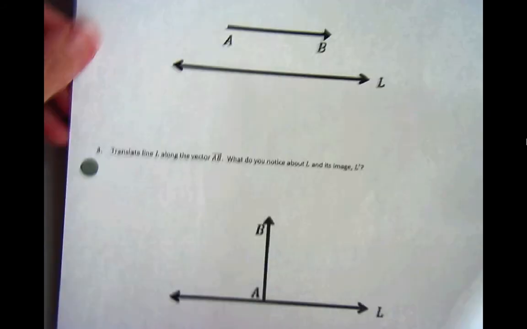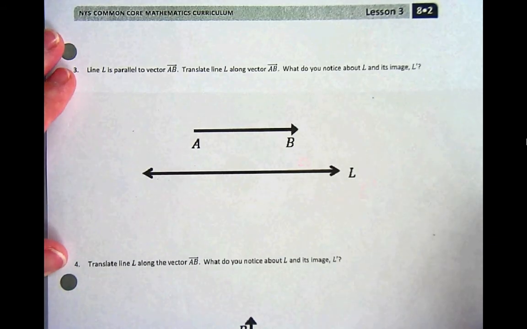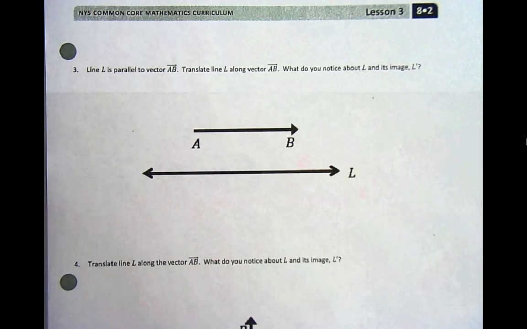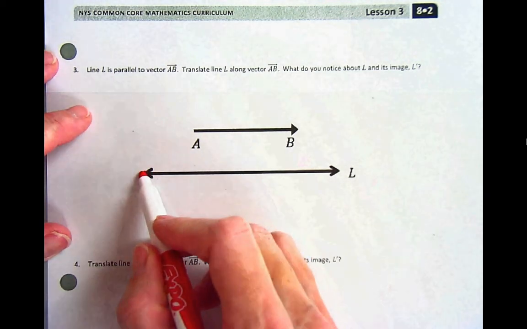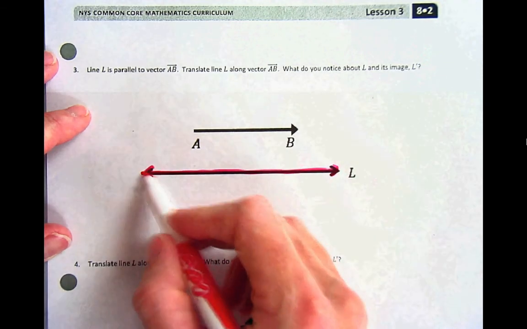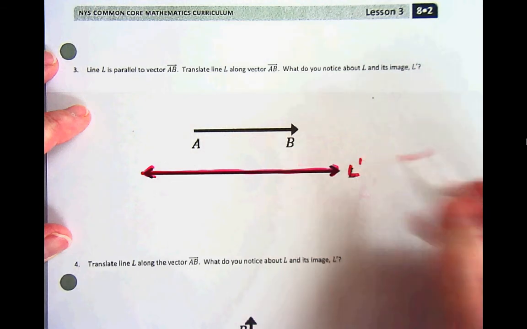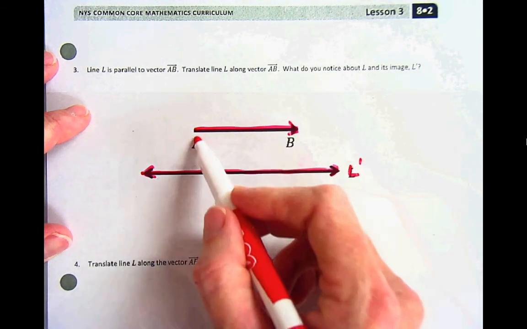Alright, so let's take a look at exercise 3. For here, it is saying that line L is parallel to vector AB. So I'm going to copy over L, call it L prime, and I'm going to translate it over AB.